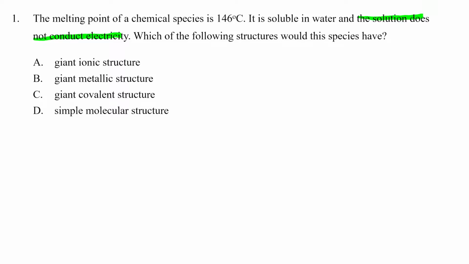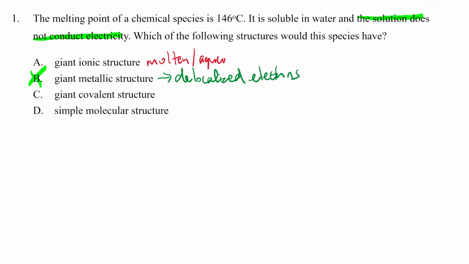Now immediately, because this solution does not conduct electricity, I can already rule out giant metallic structure, because those that have giant metallic structure have delocalized electrons, so they are able to conduct electricity. Also, those with giant ionic structure, especially if it's in molten state or in aqueous state, would have mobile ions present. So even with mobile ions, you're able to conduct electricity.